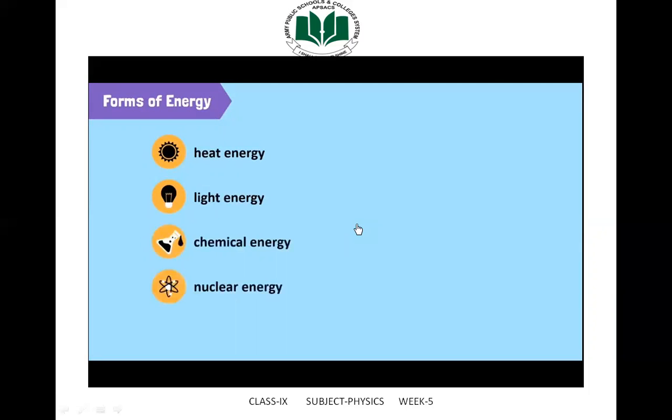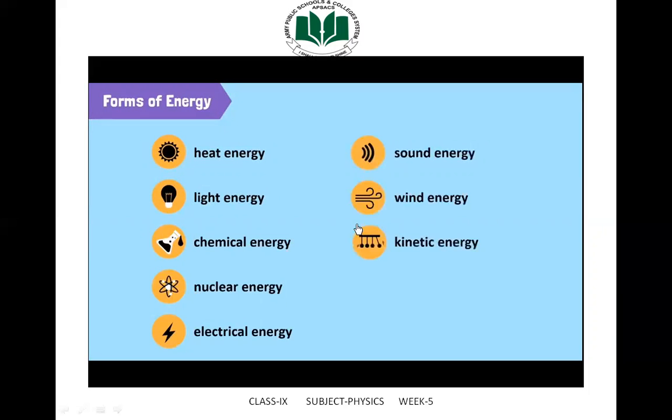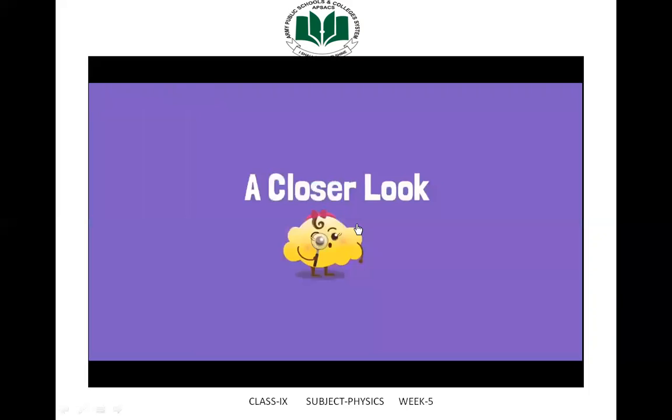There are various forms of energy. Some forms are heat energy, light energy, chemical energy, nuclear energy, electrical energy, sound energy, wind energy, kinetic energy, potential energy, and mechanical energy. Let's identify different forms of energy around us.